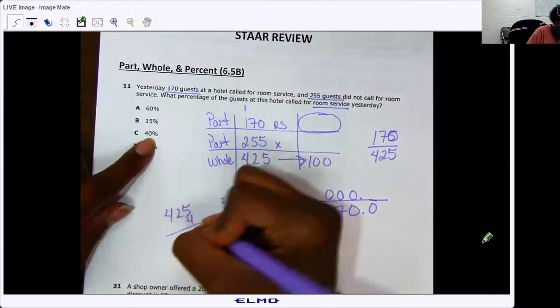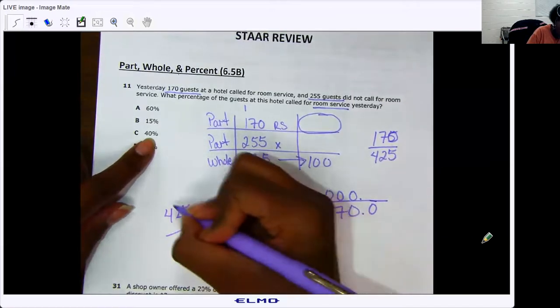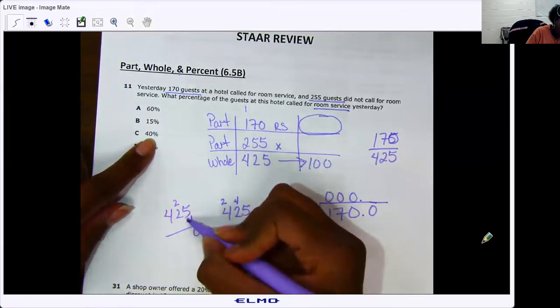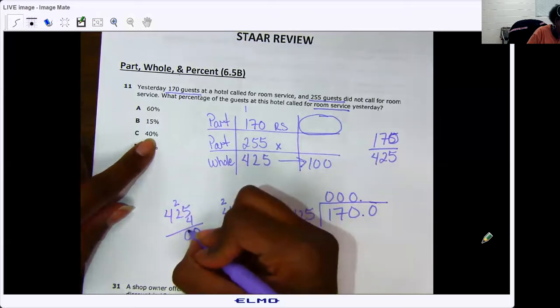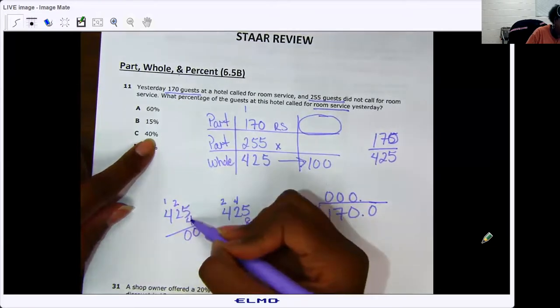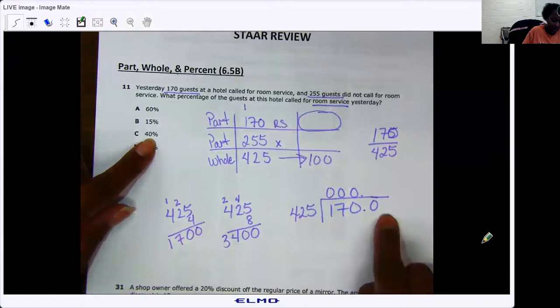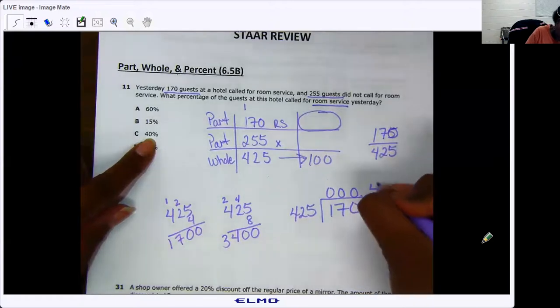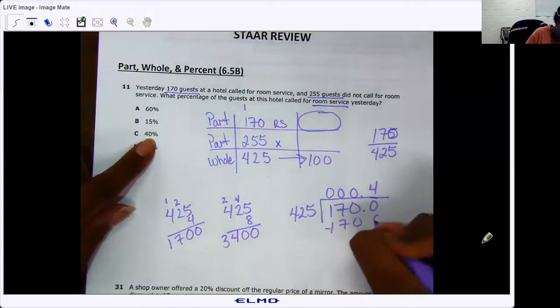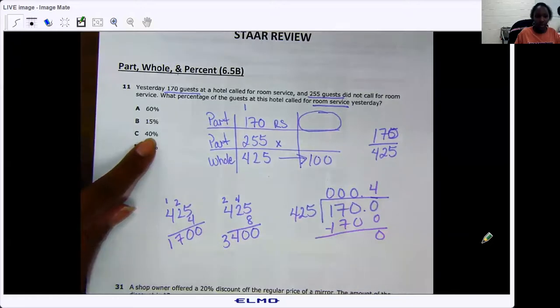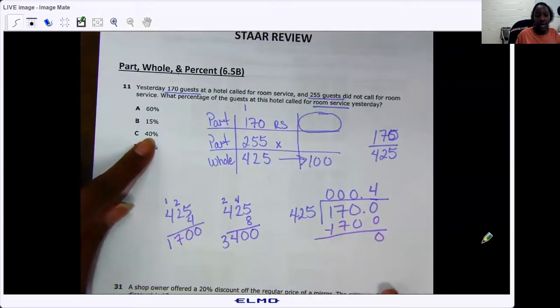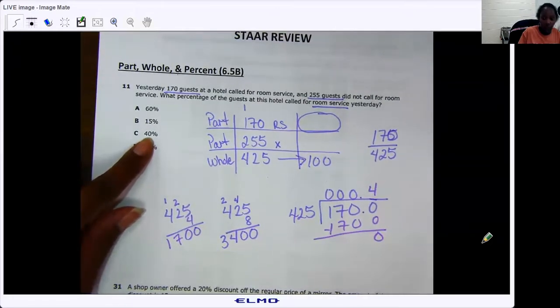425 times 4. 4 times 5 is 20. 2 times 4 is 8, plus 2 is 10. 4 times 4 is 16, plus 1. Oh, looky, 1700, 1700. So we have exactly 1700 and we have 0. Now, I can assume this is my answer, and it probably is, but we're going to make sure.